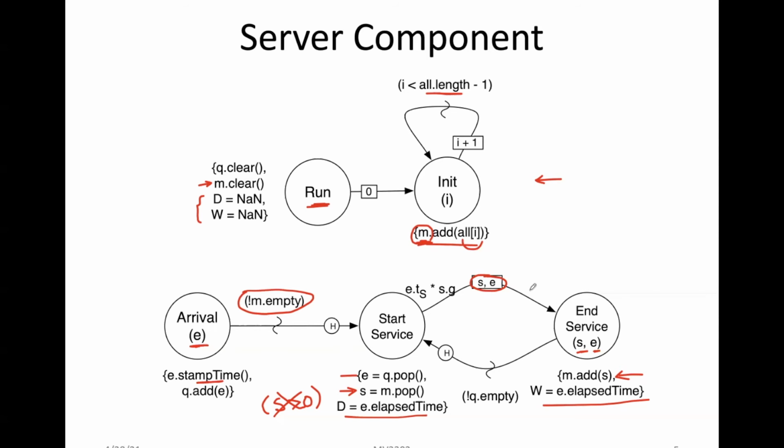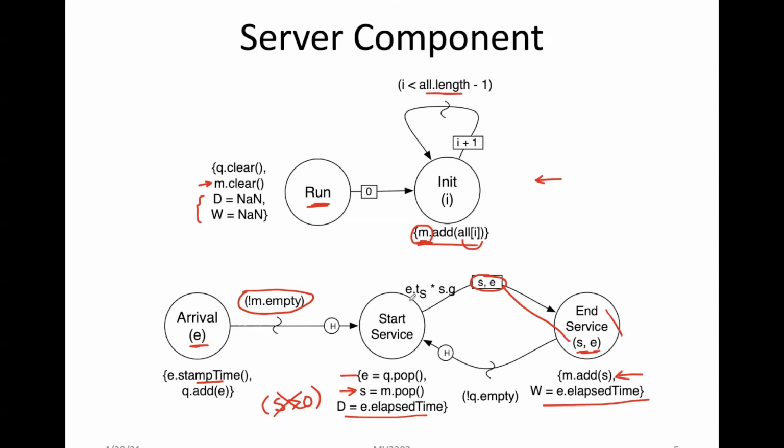And again, whenever we have an event that has arguments, when we schedule it, there must be a match between the parameters we pass and the arguments. If there's a mismatch, then it doesn't work. So this absolutely must happen. And then finally, if our queue is not empty, we can schedule another start service.